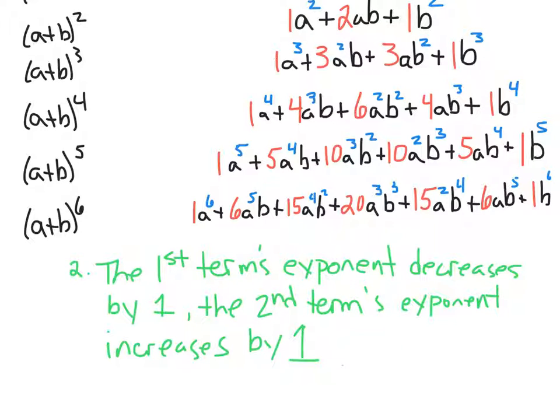So the second part of the pattern that we should see with exponents is that the first term's exponent decreases by 1 as you move down the line to the next term. The a is the first one here. It went from 6, 5, 4, 3, 2, 1, gone. The second term's exponent increases as we go: 0, 1, 2, 3, 4, 5, 6.